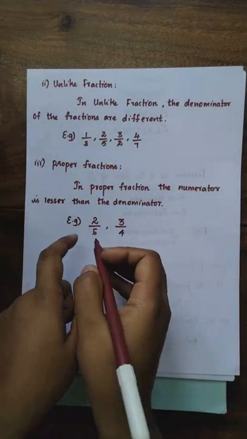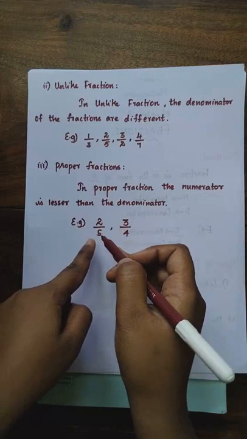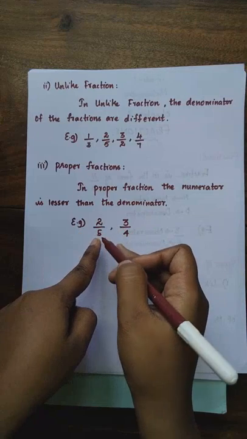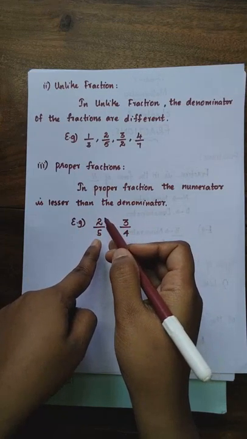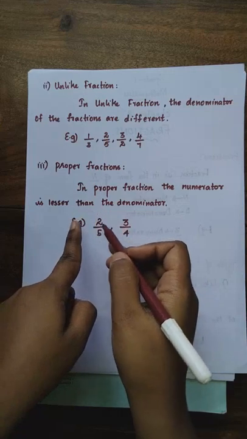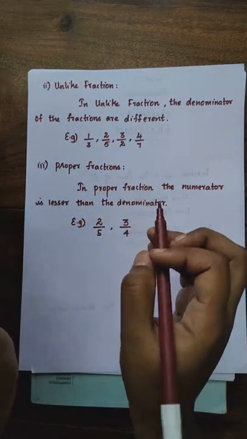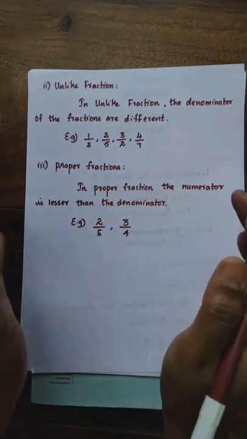See the first example, 2 by 5. Here our numerator is 2, denominator is 5. So from this we can say the numerator is lesser than the denominator, right? Here which number is less? 2 is the lesser number. Lesser number is the numerator. Yes, in proper fraction, the numerator is lesser than the denominator.